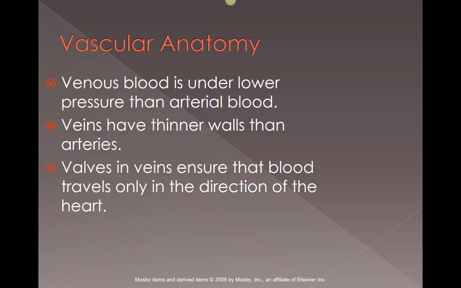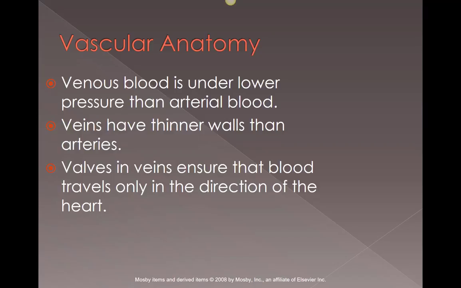Venous blood is under much lower pressure than arterial blood. That's very important to realize. There's a definite pressure difference here, and the vessels have much thinner walls. They don't have as much muscle. They have some ability to change in size and dilate, and a little bit to constrict, but not much. So the arteries play a much larger role in constriction and blood pressure than veins do.